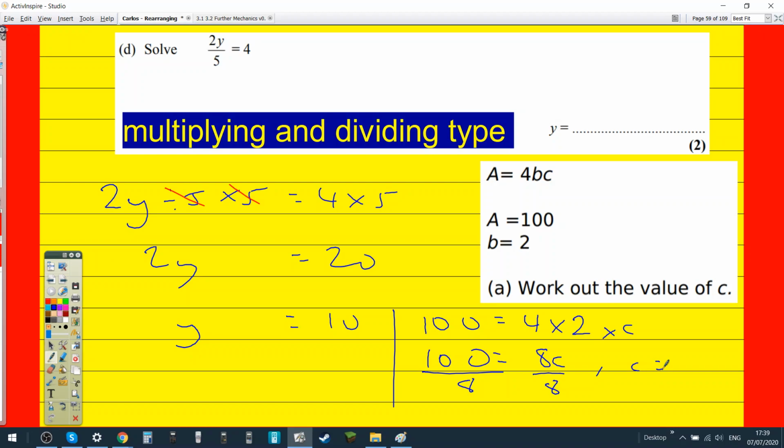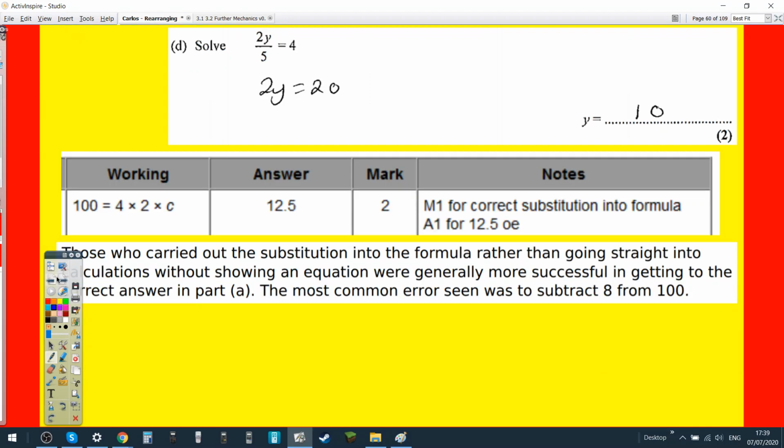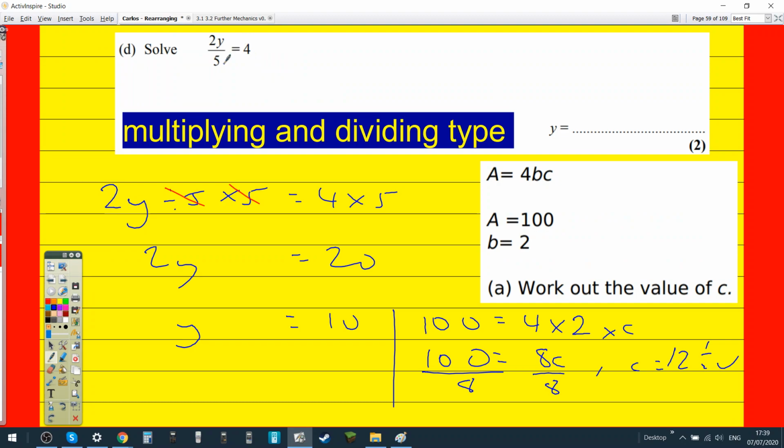Say again? 12 and a half? Yeah, you can always just leave it as a fraction. Well, 12 and a half, let's go 25 over 2. And that was that one. 12.5. Well done. And so, yeah, you multiply by the bottom number and divide by the top number, because you're always doing the opposite to solve it.